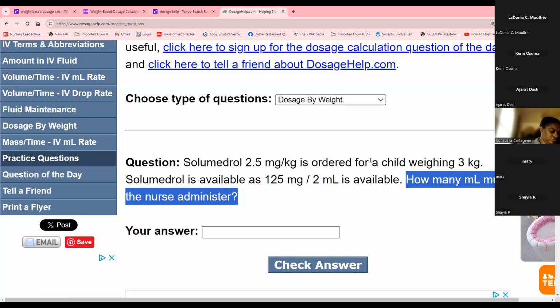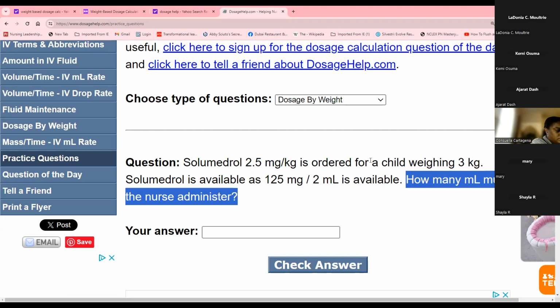So first, let's calculate our desired dose. Your desired dose is whatever the doctor ordered, and the doctor ordered 2.5 milligrams per kilogram. Your child weighs 3 kilograms. So you don't have to do anything with the weight there because it's already in kilograms. But if it was in pounds, what would you have to do? Divide by 2.2, convert to kilograms. Okay, divide by 2.2, right? Or multiply it.